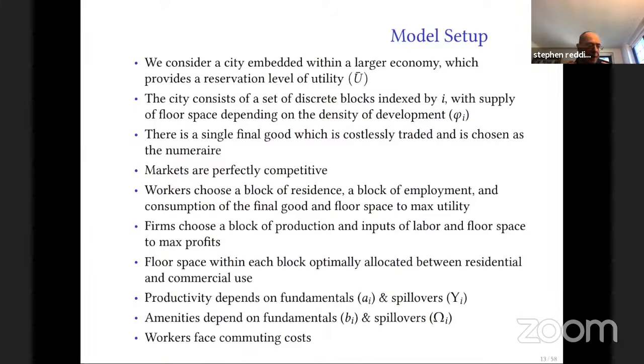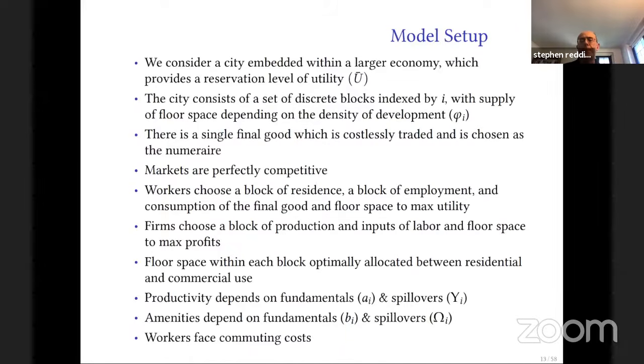We're going to take the quantitative version of the simplest canonical urban model. On the production side, the structure of the model is going to be very simple. There's going to be a single final good, which is going to be costlessly traded, and it's going to be chosen as our numeraire, so its price is going to be equal to 1 throughout the city. Markets are going to be perfectly competitive, and this final good will be produced with a constant returns to scale production technology.